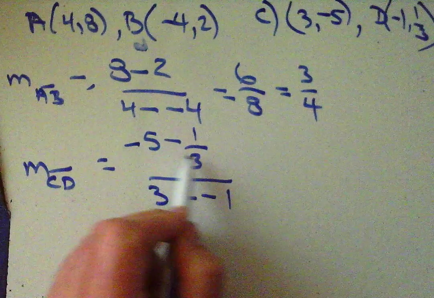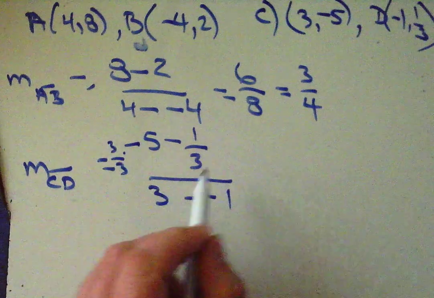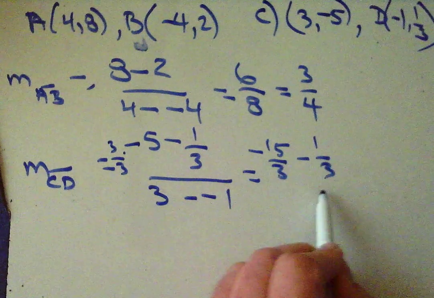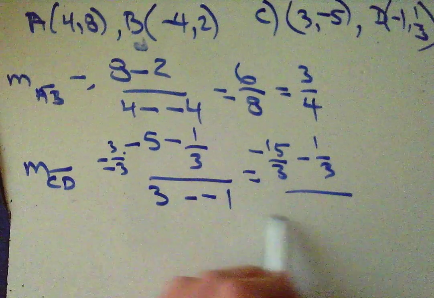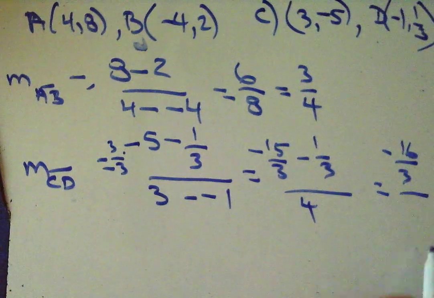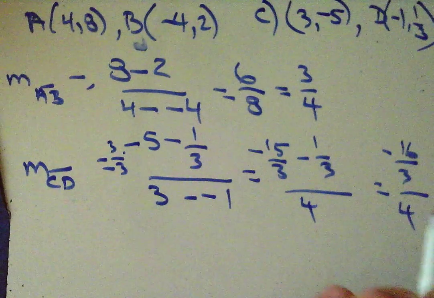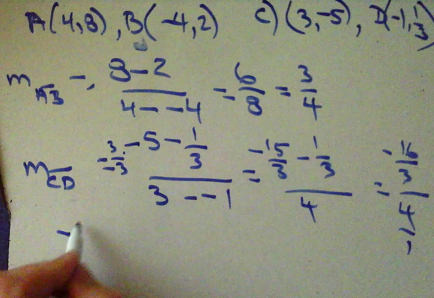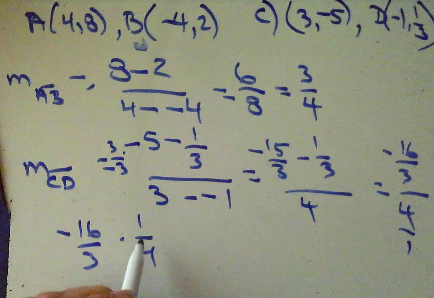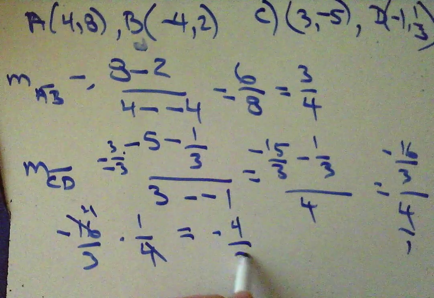Again, in order to do this subtraction, I need to make a common denominator, so I'm going to have to multiply by 3 over 3. This is negative 15/3 minus 1/3 over 3 minus a minus 1, which is 4. So I've got negative 16 thirds over 4. Again, I can't leave my answer like that. I have to flip and multiply. Negative 16 thirds times 1/4, and I can do some canceling, and I get negative 4 thirds.